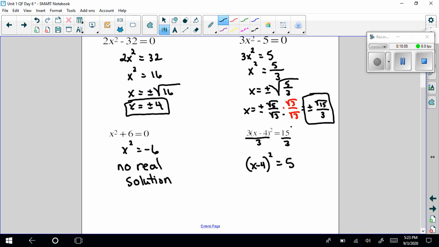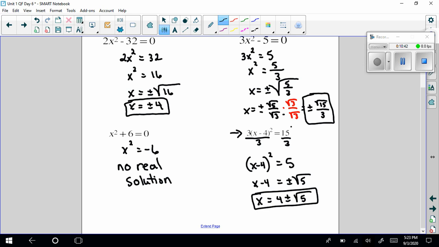So then I can take the square root of both sides. So I get x minus 4 equals positive or negative, don't forget that, square root of 5. Then I can add 4. And I get 4 plus or minus the square root of 5. There are two solutions there, and they are both irrational real numbers, so non-repeating decimals. So that's the easiest way to solve something that's in this form.